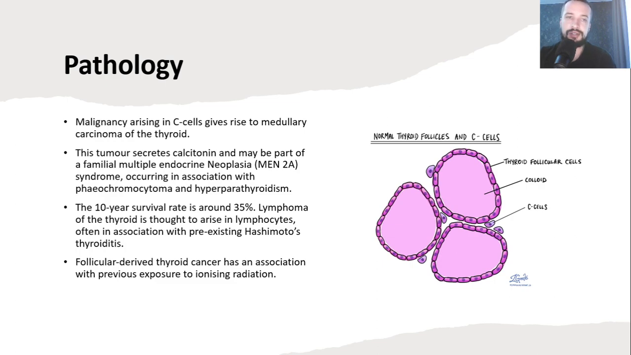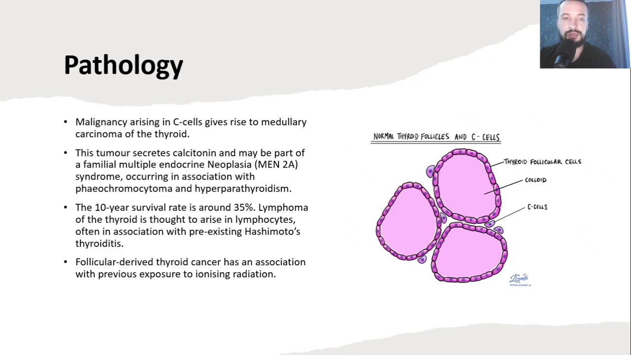Malignancy arising in C cells gives rise to medullary carcinoma of the thyroid. This tumor secretes calcitonin and may be part of a familial multiple endocrine neoplasia (MEN 2A) syndrome, occurring in association with pheochromocytoma and hyperparathyroidism. The 10-year survival rate is around 35%.